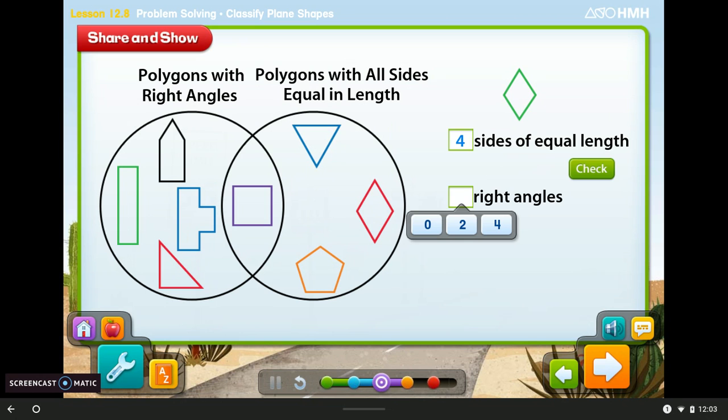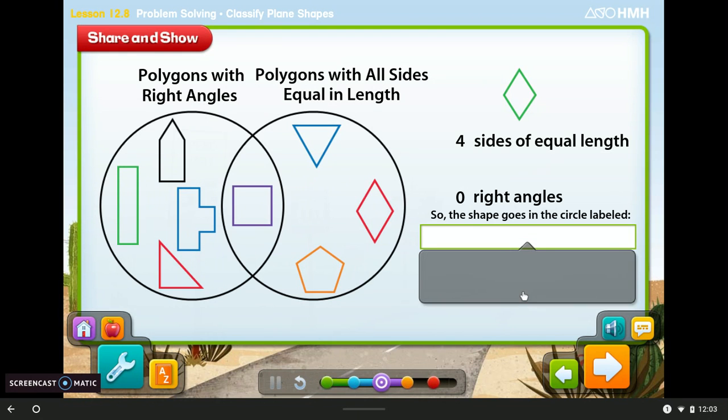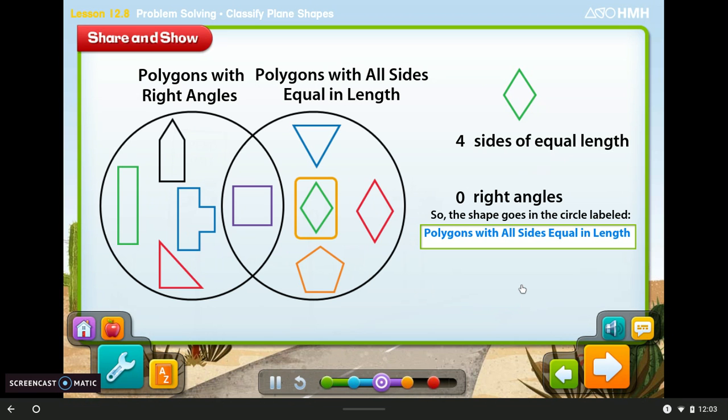But how many right angles does a rhombus have? Oops, the answer was 0. I'm sorry, I should have pressed 0 before I checked. So there's no right angles in this one. So that's why it's only in this circle. So the shape goes into the circle labeled polygons with all sides of equal length. Okay? That's where it goes.